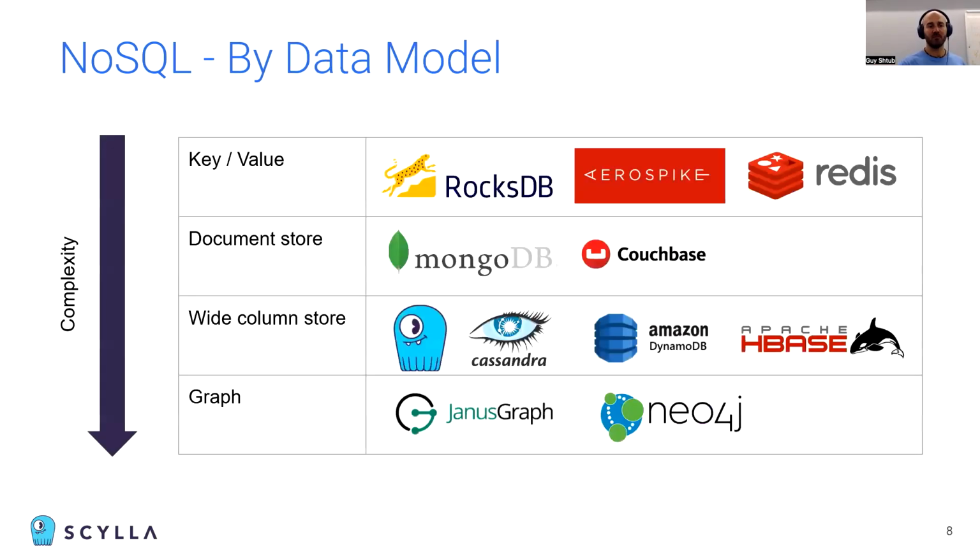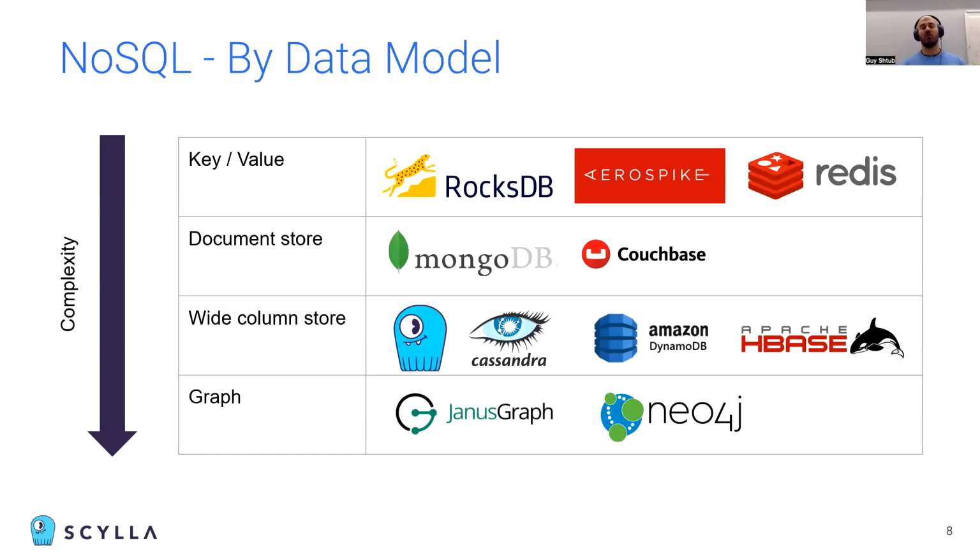Another way to classify NoSQL databases is according to the data model, going from the least complex to the more complex. Starting with key value, for example, RocksDB, Aerospike, and some others, where we just have a key and the value. It's very simple, no need for anything like types or schema or anything complicated. We query according to the key and we get a value. It's very easy and simple to understand. More complex would be document store type databases like MongoDB, where we store documents such as JSON or XML or others. So there is some structure.